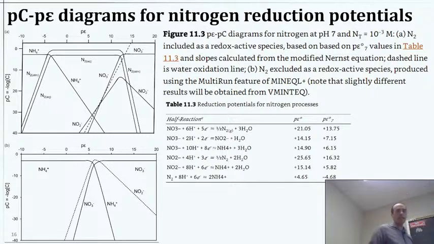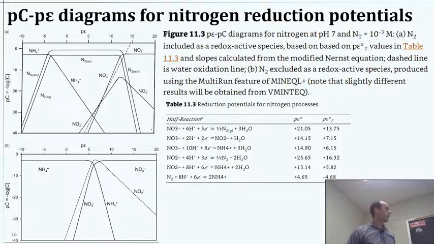Okay, so we could take a look. It's the same type of principle. We could look at all the half reactions that are involved with creating this and their standard pe values for each reaction. You also see that they list them at pH 7 as well, the standard 7s. Just wanted to give you a quick glimpse of this.